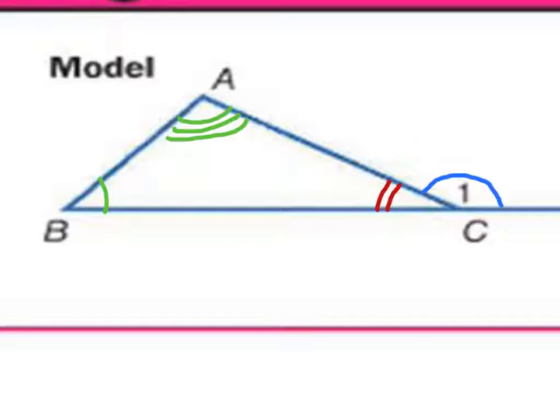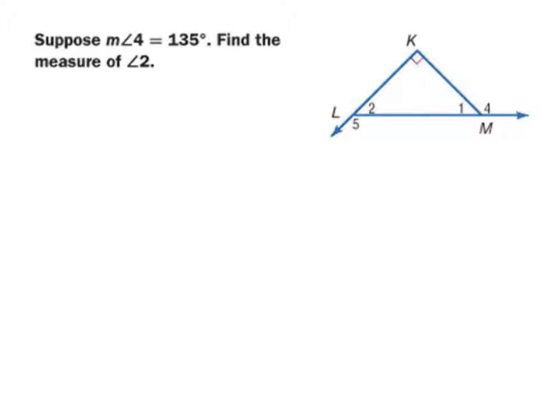Okay, and if we look, since angle A, B, and C would make up a triangle, so there's supplementary. And angles C and angle 1 are also supplementary. We can cancel out the C, and what we'd be left with is angles B and A added together will equal angle 1. All right. So let's look at an example of that. So here's an example, and it tells us that angle 4 is 135 degrees.